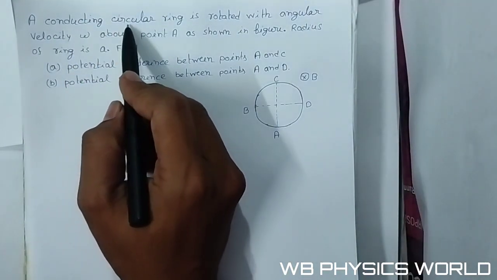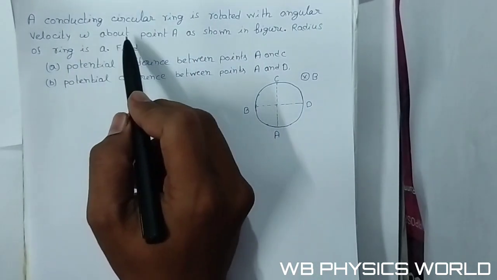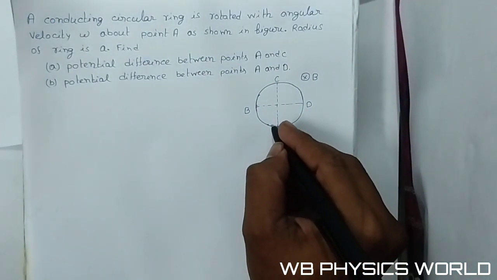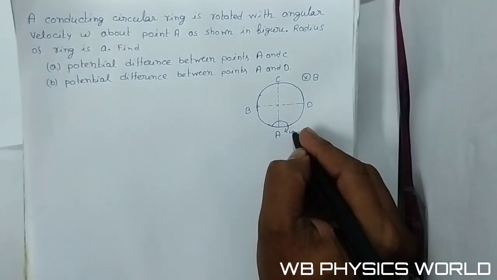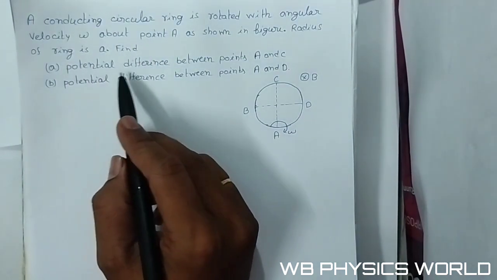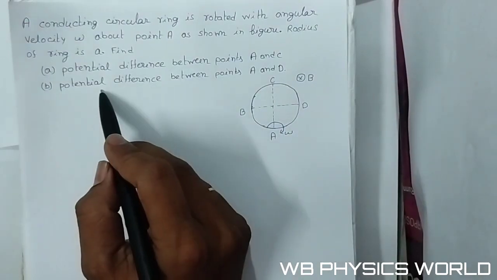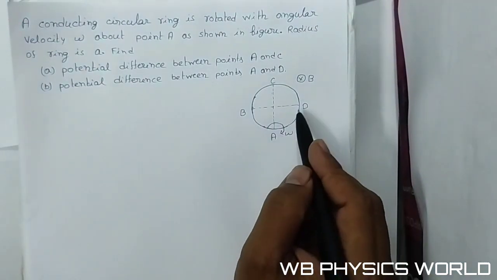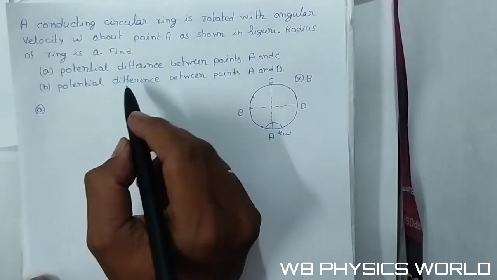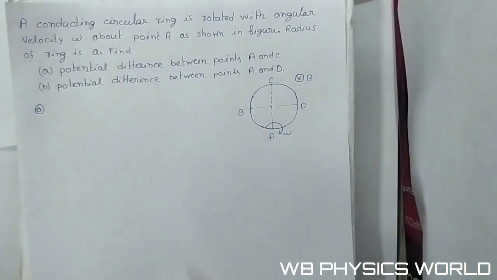A conducting circular ring is rotated with angular velocity omega about point A as shown in the figure. Radius of ring is A. Find potential difference between point A and C and potential difference between point A and D.